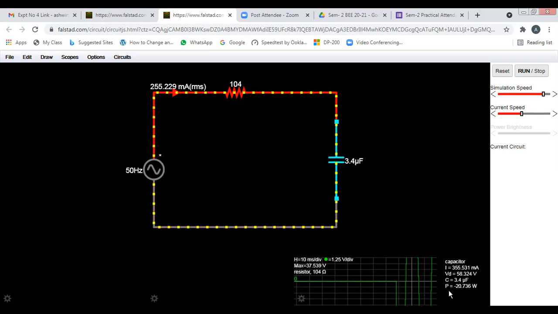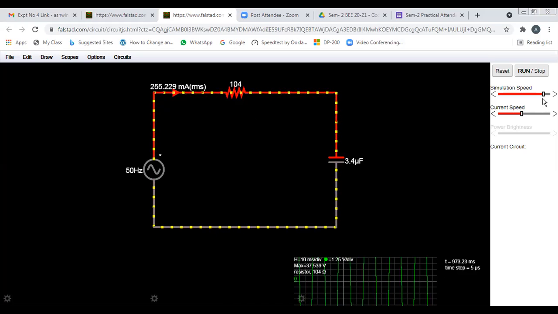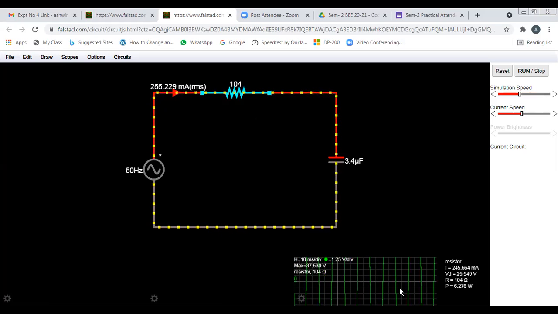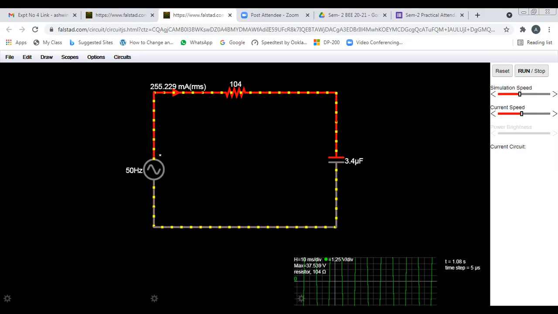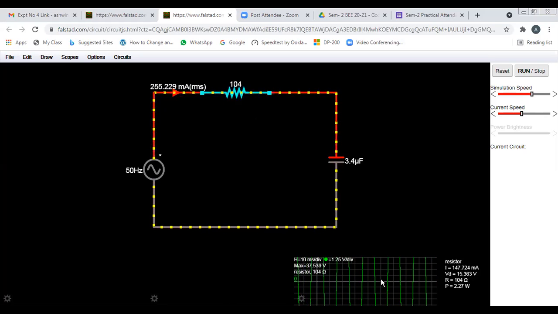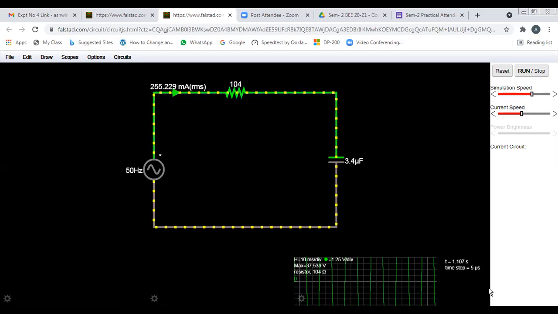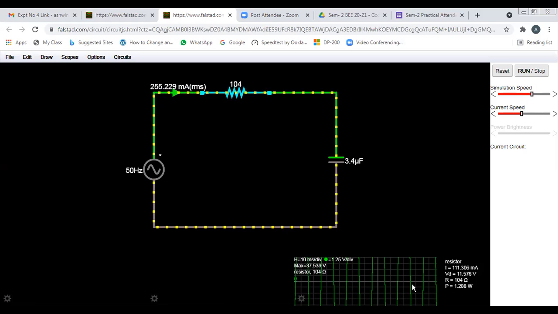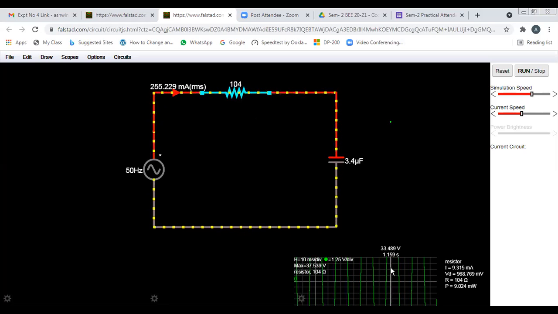Here the graph appears. As the simulation speed is very high, the graph is moving very fast. You can reduce the simulation speed, so the graph is moving slowly on the screen. Slightly I'll increase. Now it is a purely sinusoidal AC. Is its peak visible right now? No, it's not. So for that you have to change the scale.